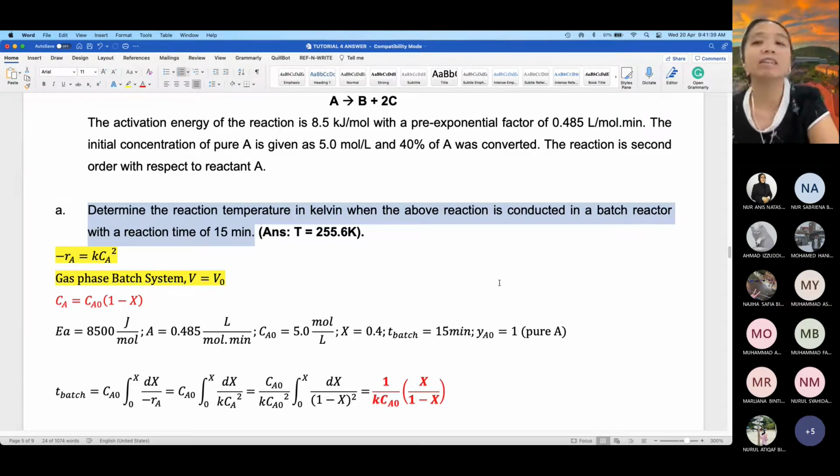Okay, and the second information: the reaction is conducted in a batch reactor with a reaction time of 15 minutes. Okay, so let's say now you are not sure how to start this question, because very rarely are you asked to find temperature, kan. Mostly before this, if it's a batch reactor, you are asked to find reaction time. You are asked sometimes to find conversion. So in the questions previously, we used the design equation for batch reactor to find reaction time. But in this question, they give us the reaction time and then ask us to find temperature.